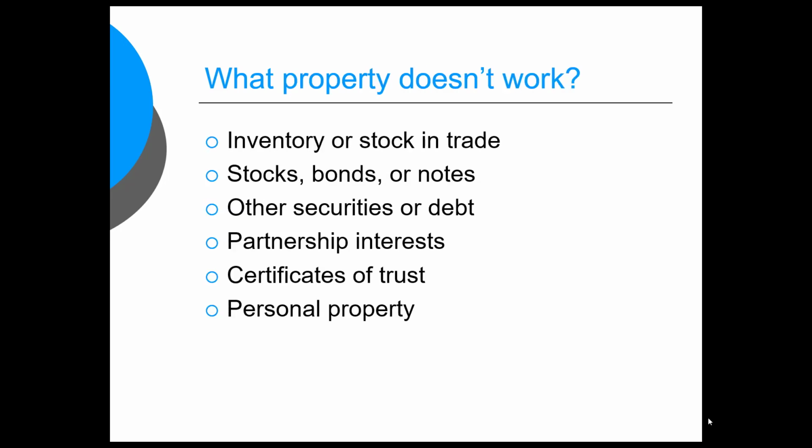Now, there is some property that doesn't work, and so basically you're not going to be able to use a 1031 exchange to sell inventory and buy new inventory. You can't use it for any kind of securities or stocks or bonds. You can't sell your interests in an LLC or a partnership and buy another LLC or partnership. You can't sell your interest in a trust and buy into a new trust, and you can't sell your personal property and buy other personal property with it.